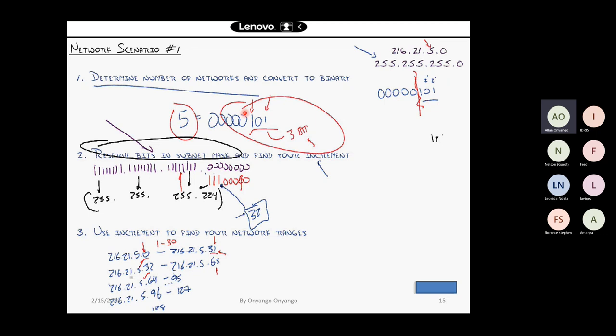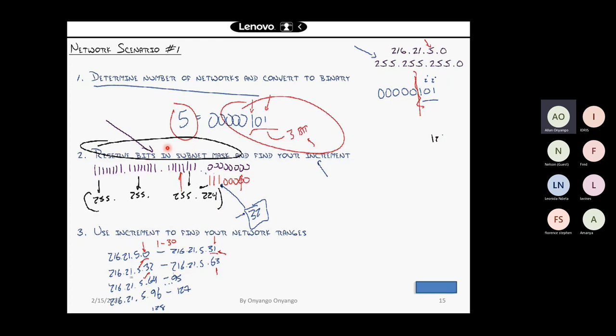Now that we have gotten 3 bits, we move to the second step. In the second step, since we are dealing with the networks, and there were 5 networks we did count, it means we are now going to borrow. So that's why I had said reserve stroke borrow. For networks, you borrow. For hosts, because there comes a time when we are going to ask you to find hosts also.